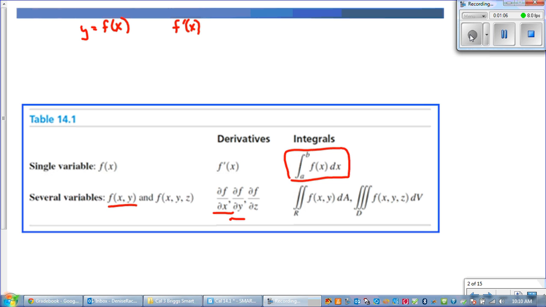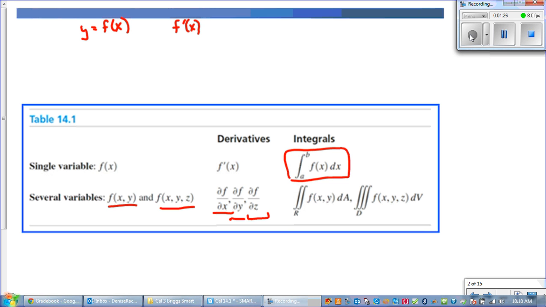Now, if we had a third independent variable, we also had a partial derivative with respect to z. That was when we would find the change in w with respect to z, holding the x and the y both as constants. So now we're ready to start integrating multivariable functions.